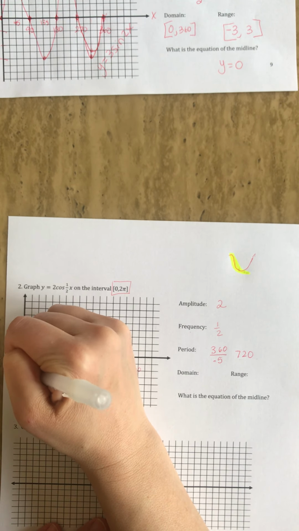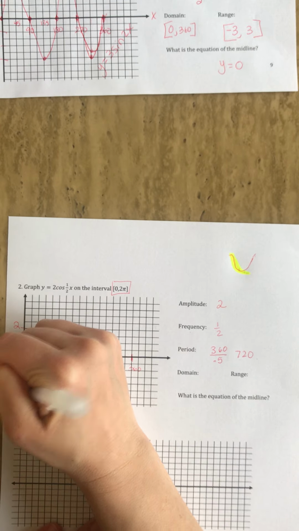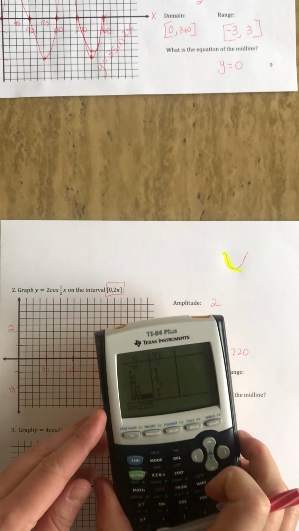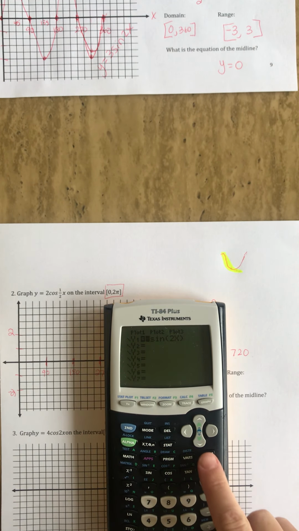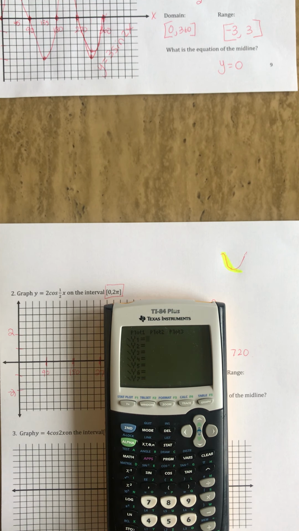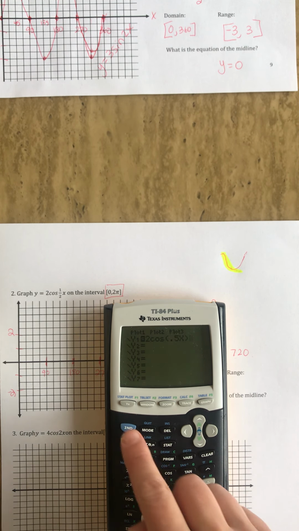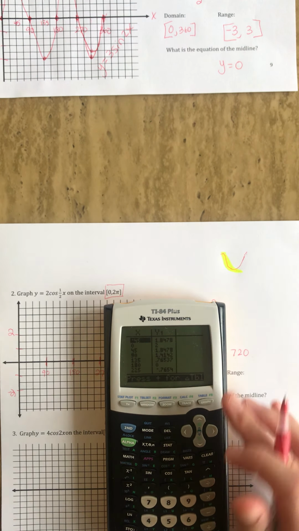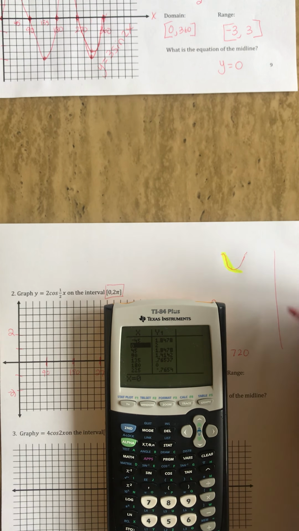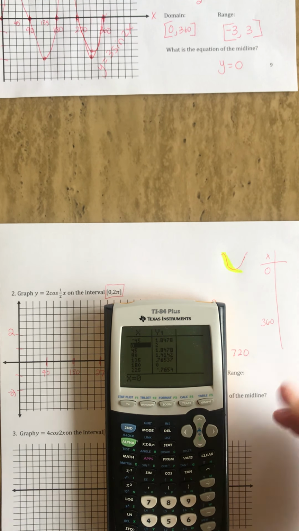to 2 and -2. Okay. So you guys can go ahead and hit y equals. I'm going to clear this right here. You're going to hit 2 cosine 0.5, which is 1/2 x. And you guys are going to go to your table. And remember, we're going with our x values from 0 to 360.